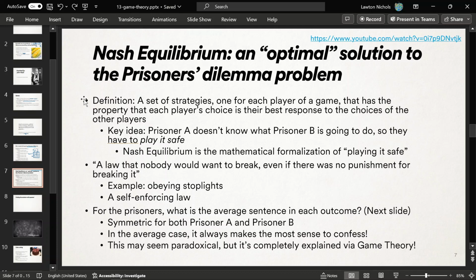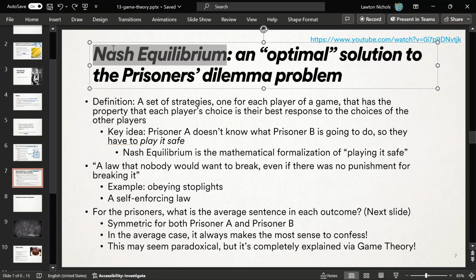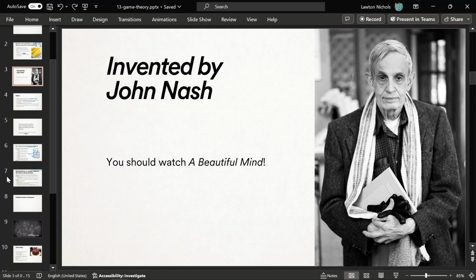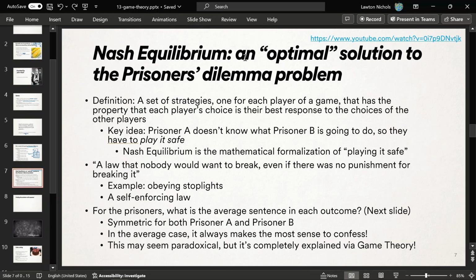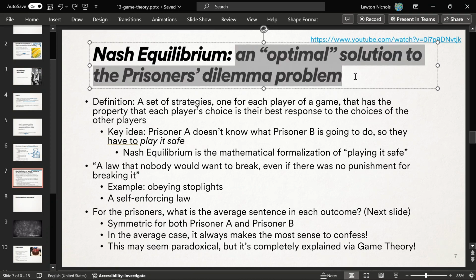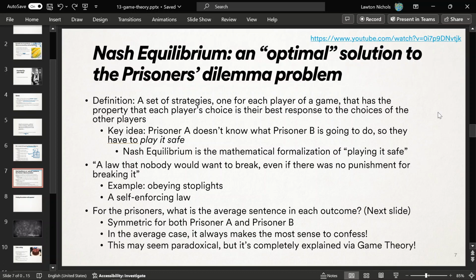So what we're about to do is find the Nash equilibrium for this game. It's named after John Nash, who invented game theory. It's going to tell us which solution to the prisoner's dilemma problem is the optimal one, and it's going to be non-obvious. It's going to be a little paradoxical even, why that is the optimal solution, but it should make sense by the time I'm done explaining, I think. But a Nash equilibrium is what we're setting out to find. So let's define that and explain it.